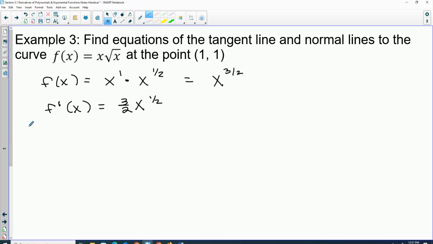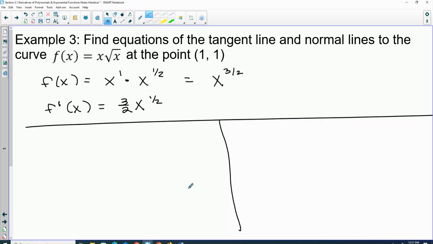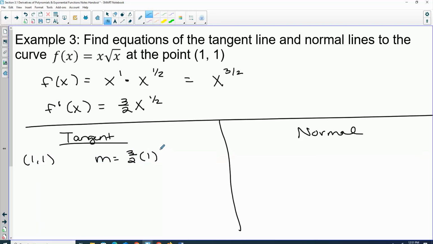Okay, now we need to write 2 equations of 1. So I'm going to do my tangent, my normal. To write the equation of a line, I need a point and a slope. My point is 1, 1. To get my slope, I am putting 1 into my derivative. Okay, 1 because that's the x value.